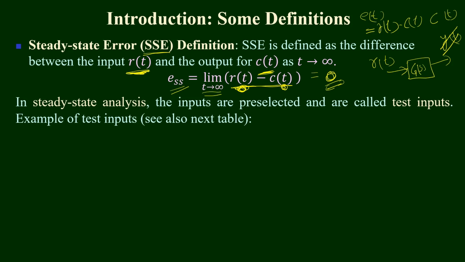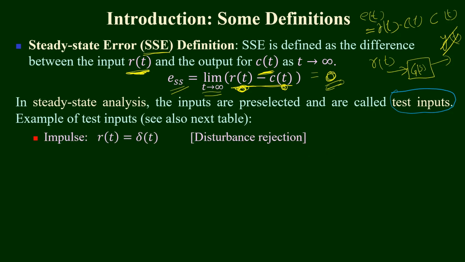In steady state analysis, the input signals are pre-selected and are called test inputs, and these test inputs are standard signals. The first of them is the impulse, and we have discussed what the Dirac impulse is. If you have some doubt on the Dirac impulse and it is not clear to you, it is better to go to chapter 1 of the book. There the discussion about the Dirac impulse is given in detail.